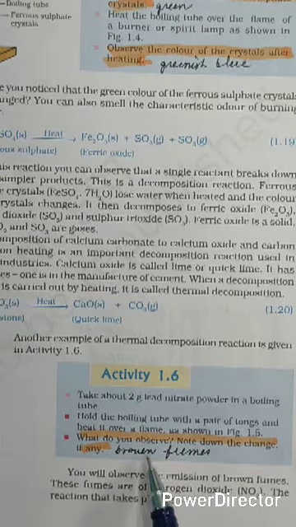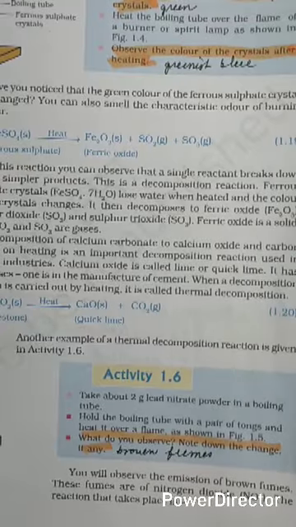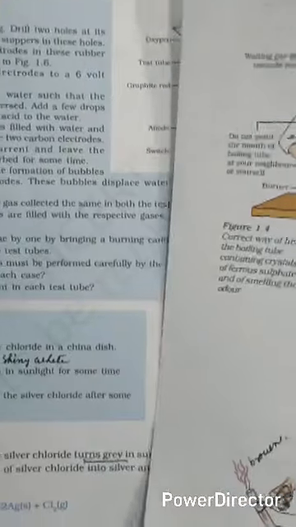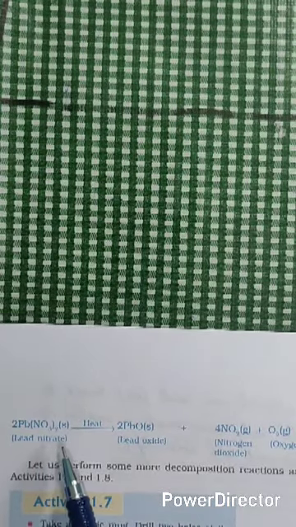Okay, and why do these brown fumes occur? Actually, this is nitrogen dioxide. What is the reaction involved? It is given on the next page. Whenever this lead nitrate is heated, lead oxide, nitrogen dioxide and oxygen gas evolve. Because of the production of nitrogen dioxide, the fumes become brown in color.